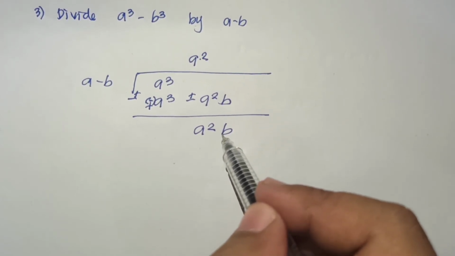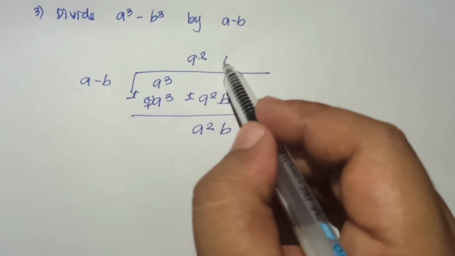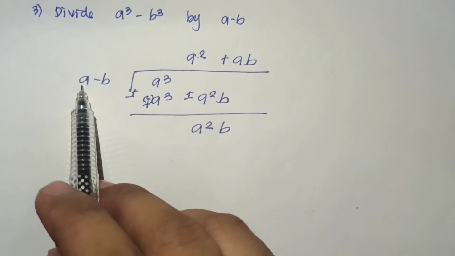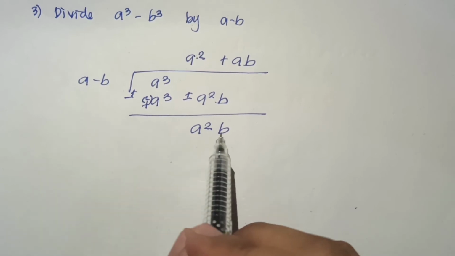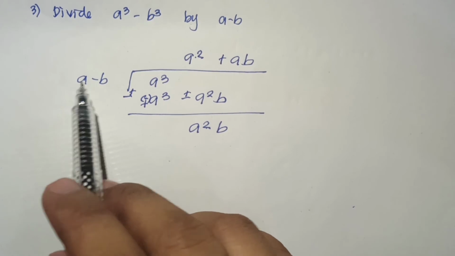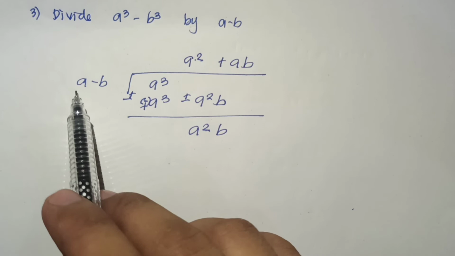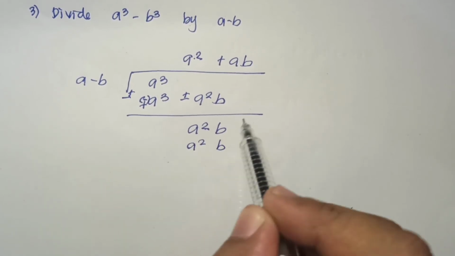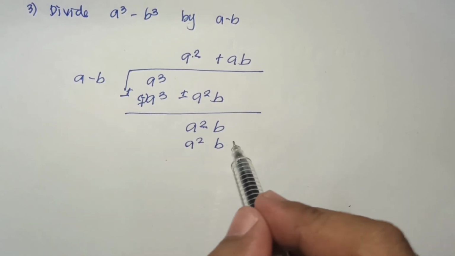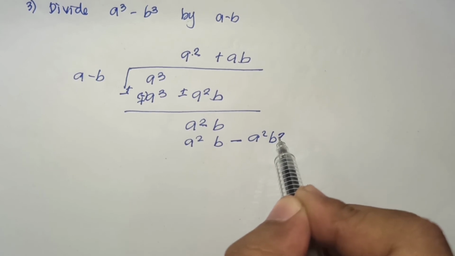So a squared b divided by this part, a. So this will become ab, because a squared, we lose one a, then b remains. So a squared b divided by a, the result is ab. So you are going to multiply it back. So ab times a, that is a squared b. So next we have here ab times b, that is minus a squared b squared.